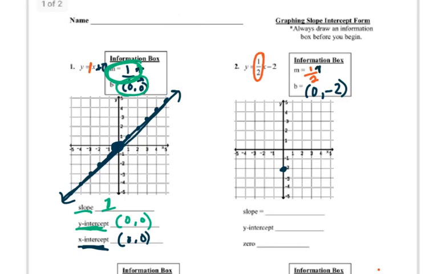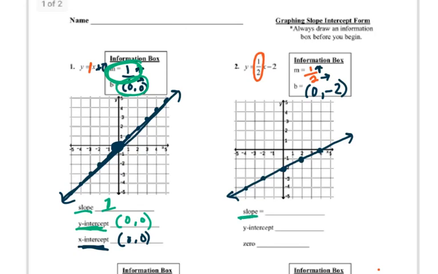Then my slope up is 1 over 2. It's positive. Rise 1 over 2. Same thing, other direction, 1 over 2. Connect your dots. Okay, we're ready to answer some questions about this line.